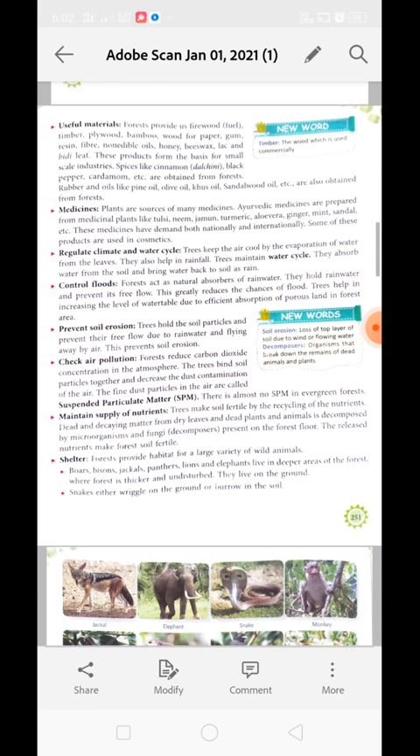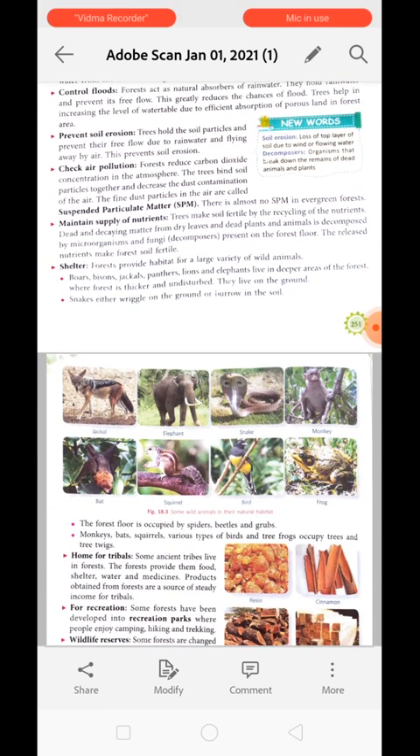Okay. Now, maintain supply of nutrients. Trees make soil fertile by recycling of nutrients. Okay, dead and decaying matter from dry leaves, dead plants and animals is decomposed by microorganisms and fungi present in the forest floor. Okay, they release the nutrients and make the forest soil fertile. In this way, it is going to support the development of other trees as well.